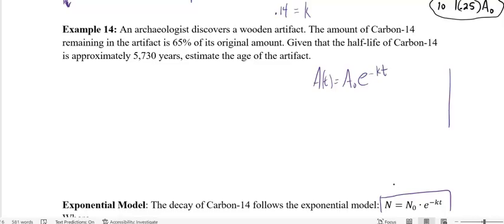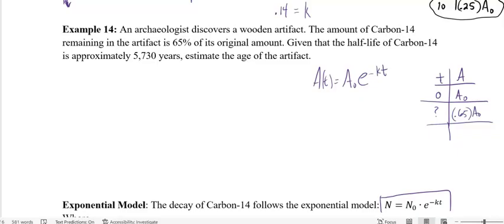So if I did my little chart, I say, okay, t, output. At 0, it's A naught. It was found to have 65% of A naught, but I'm not sure what the input is. That's what they're not really sure about.